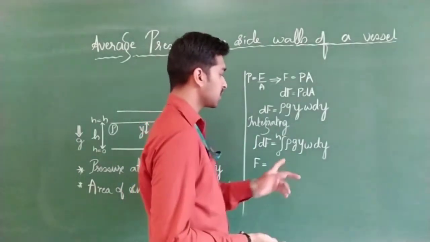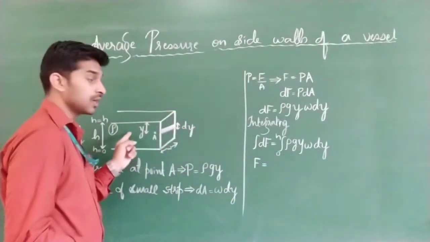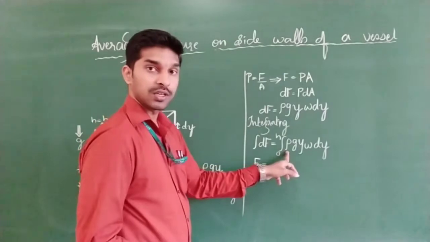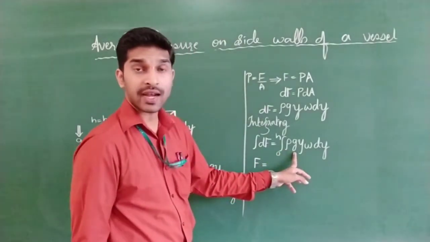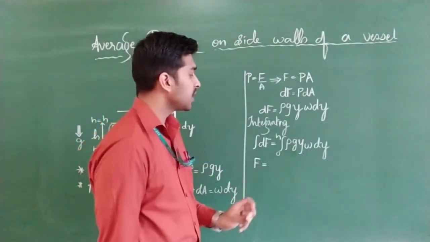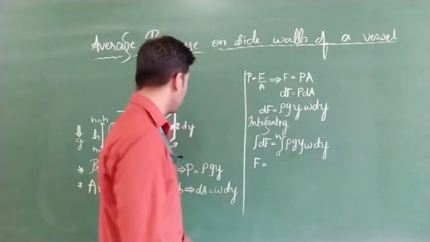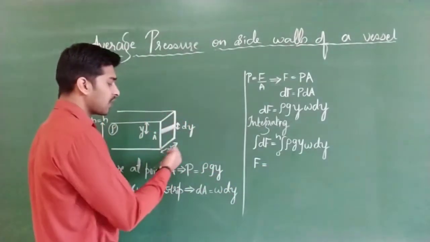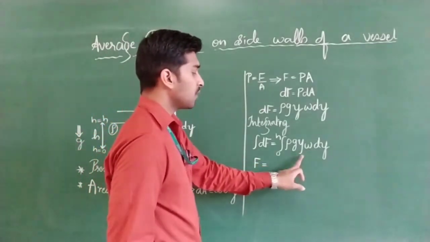Now concentrate. Rho is nothing but the density of the liquid. Clear? This value is constant. G is nothing but the acceleration due to gravity, which acts in the downward direction. This is also a constant factor. Next, W is nothing but the width of this vessel. This value doesn't change. Clear? This is also constant. So what is variable? Y.